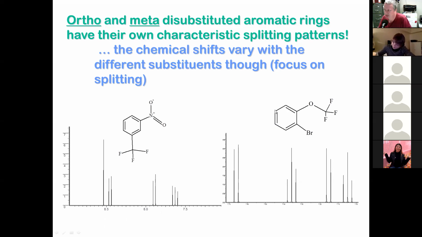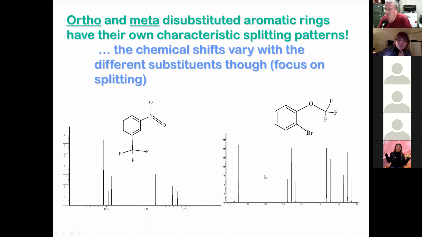What about these guys? These both have one CH on one side, one CH on the other. Two neighbors. Two plus one is a triplet. So what do we have? We end up with basically two doublets, two triplets. The exact order doesn't matter. It doesn't matter if it's doublet, triplet, or triplet, triplet, doublet, doublet. We don't care about that right now. The main thing is I want to be able to distinguish ortho from meta from para.